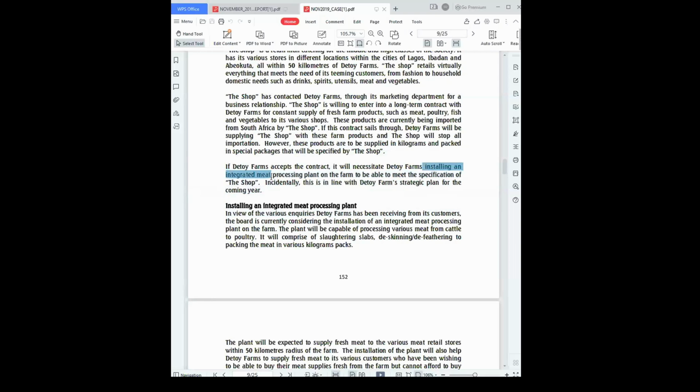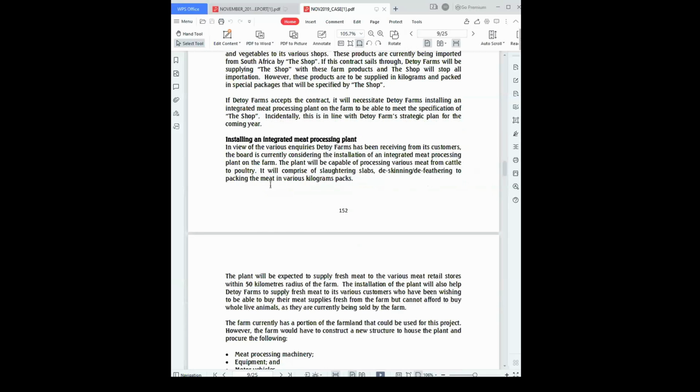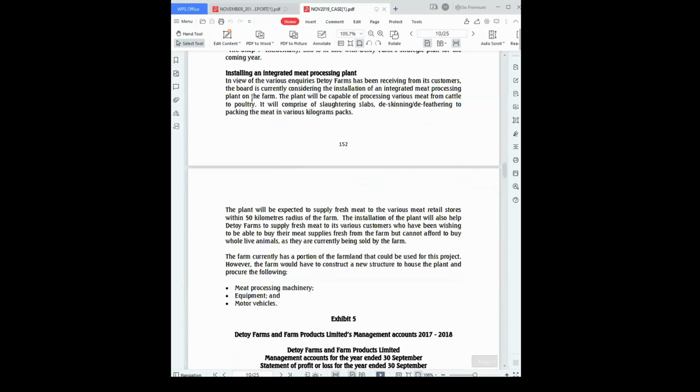Now, what that means is that we might likely be appraising a plant, right? And remember, in Exhibit 1, they gave us a hint about the proposal, and I said the proposal could come in the form of any investment and all that. So this is another hint to show that we might be right. Then they talked about installing the integrated meat processing plant. This is the second proposal.